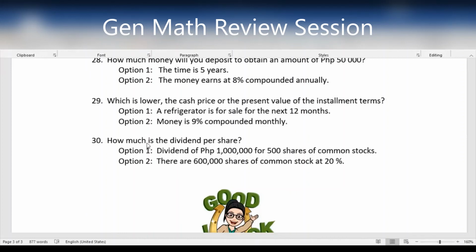Any answer? Sige, tanungin ko kayo, are the two options needed or only number 1? Only number 2 ba ang kailangan? What do you think? Calvin, ano sagot mo? Nagpo-process pa po. Okay, sige. Processing. Harold? Seryoso si Harold eh.